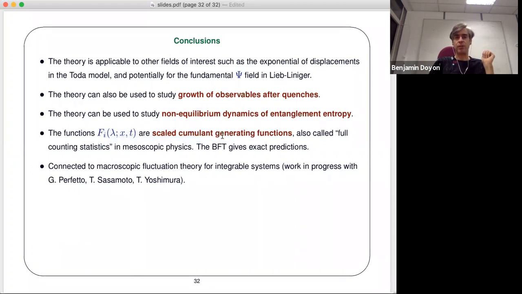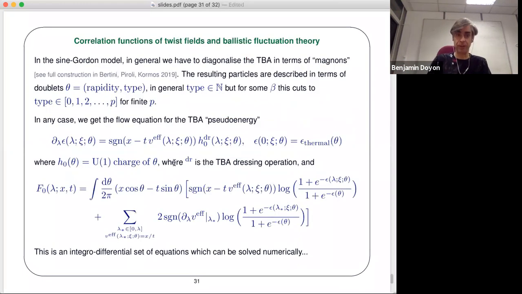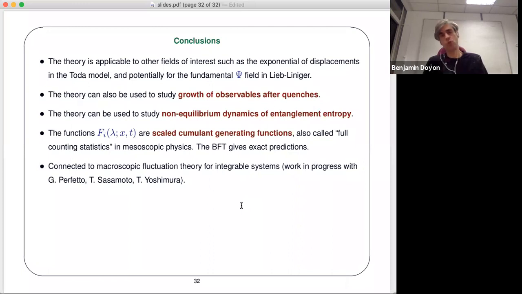This function is also called full counting statistics in mesoscopic physics. It's related to fluctuations and all that. And finally, for the theory that I presented with the flow, there are other ways of calculating fluctuations in time. There's something called macroscopic fluctuation theory, which has been developed for diffusive, non-integrable models. We're trying to see if we could do something for integrable systems, as work in progress. That might give rise to different formulas, perhaps less complicated than that one for similar quantities. So we're looking into that. That's all I wanted to say. Thank you for your attention.